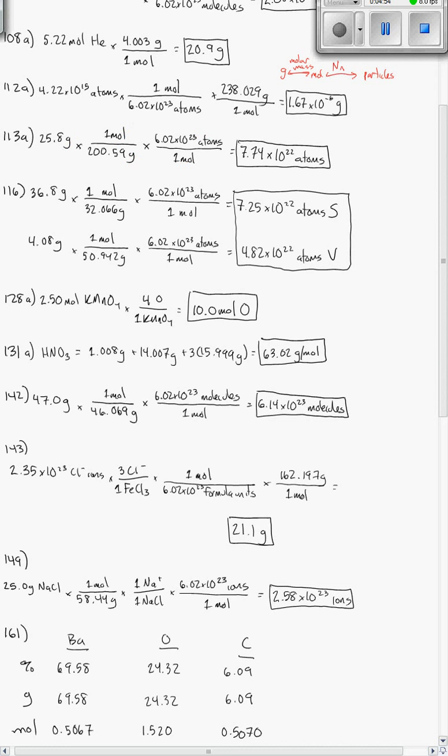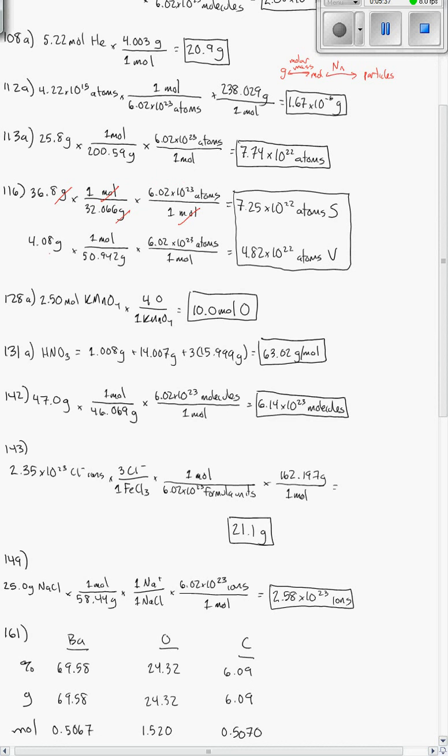Number 116 is just like number 113A, except you're calculating the number of atoms of sulfur and of vanadium separately. So in this one, you're told that a compound contains 3.86 grams of sulfur and 4.08 grams of vanadium. You want to figure out the atoms of each of these things. So we do the same procedure we just did in 113A. You divide by molar mass to cancel out your grams, and then you multiply by Avogadro's number to cancel out your moles. Or you could do this in two steps. You could figure out how many moles you have first of all, and then multiply it by Avogadro's number. I just did it in one long equation to be quicker, but it's perfectly fine if you want to break it up, so you can keep track of your work a little bit easier that way.